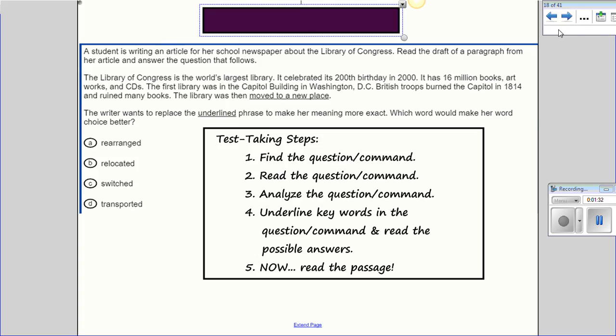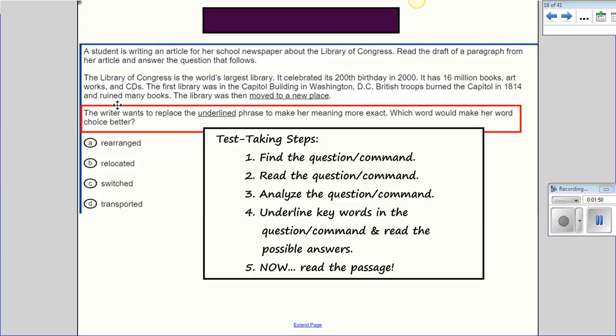Let's practice this together. The first thing that I need to do is find the question or command. What I typically do is I look above the answers that are given to me. Here I see my question command. Now I'm going to the second step, read the question. Here is the question. The writer wants to replace the underlined phrase to make her meaning more exact. Which word would make her word choice better?